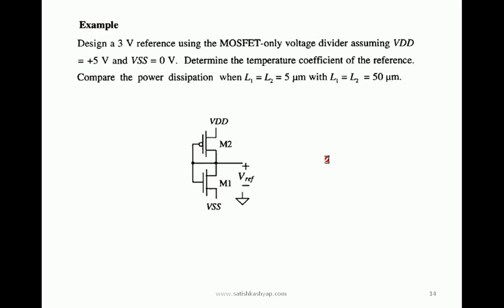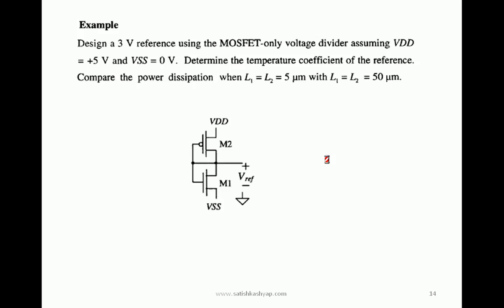I'll go with one example. Look at this example. We are designing a MOSFET-only circuit. Design a 3 volts reference using the MOSFET-only voltage divider. Assume VDD is equal to plus 5 volts and VSS is equal to 0 volts. And also determine the temperature coefficient of the reference. Next, calculate the power dissipation when L1 is equal to L2 is equal to 5 micrometers, and when L1 is equal to L2 is equal to 50 micrometers.